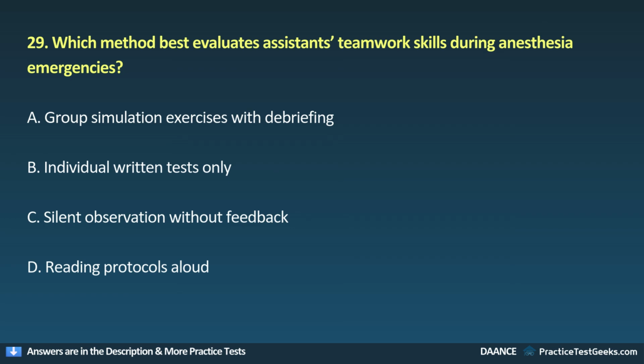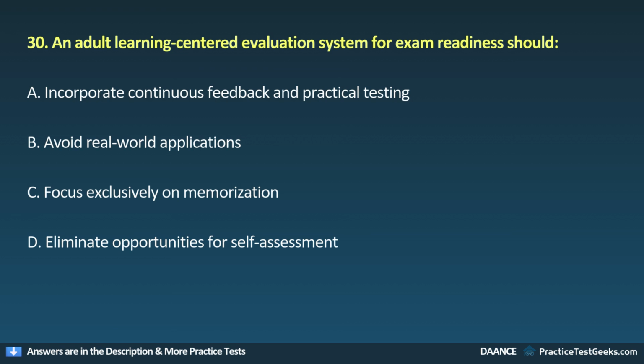29. Which method best evaluates assistants' teamwork skills during anesthesia emergencies? A. Group simulation exercises with debriefing. B. Individual written tests only. C. Silent observation without feedback. D. Reading protocols aloud.